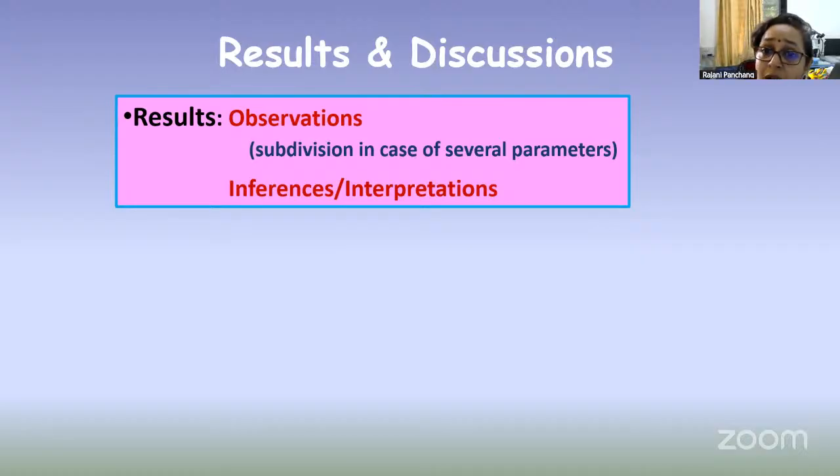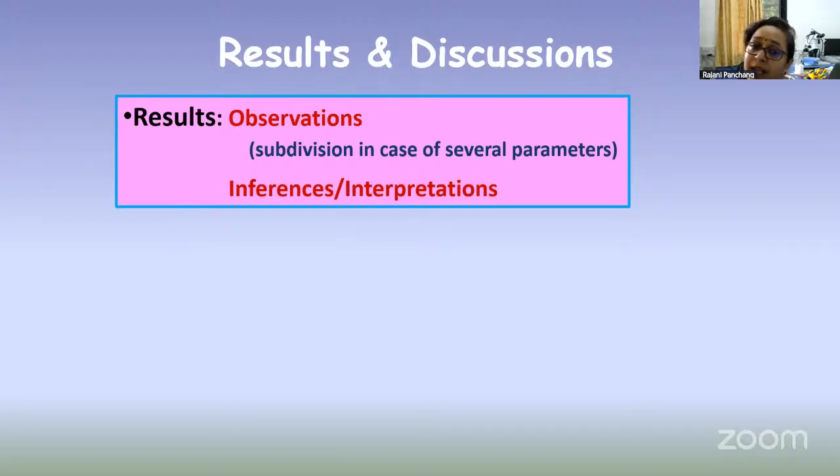Now coming to results and discussions. I want you all to know results, discussions, and conclusions are three different things. They are not the same. Please don't mix them up. Please don't confuse between them.